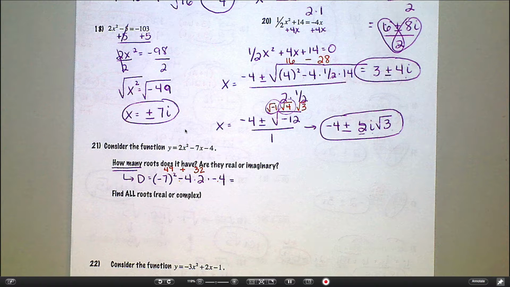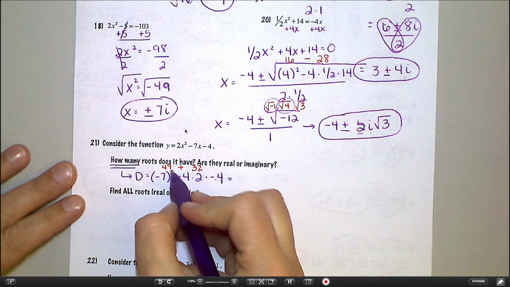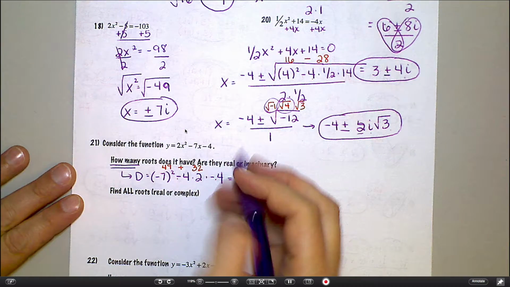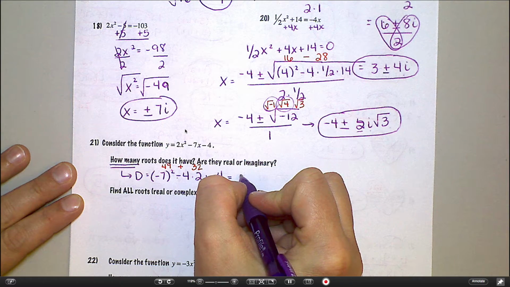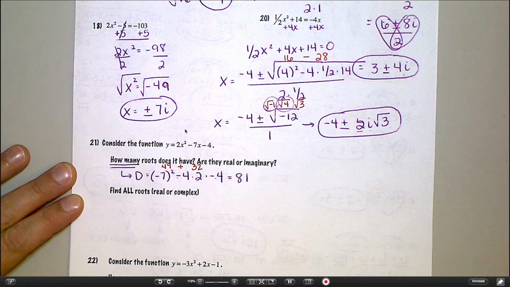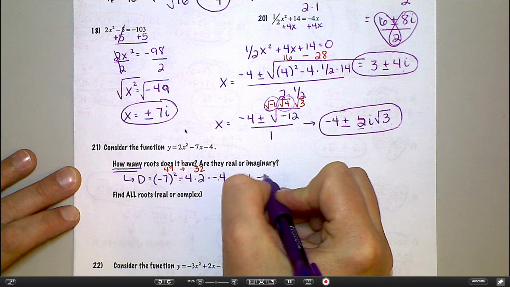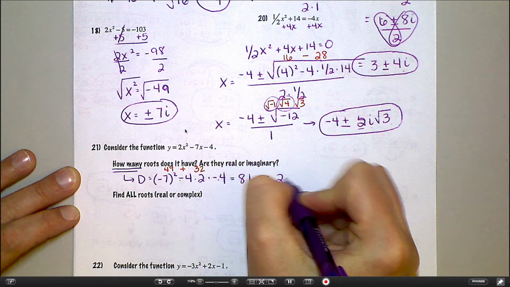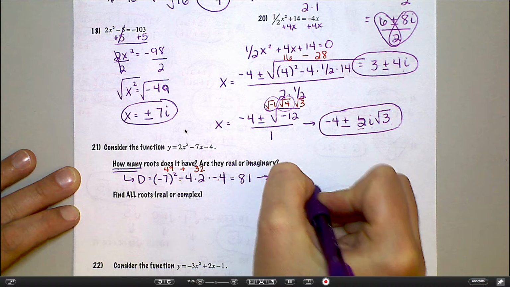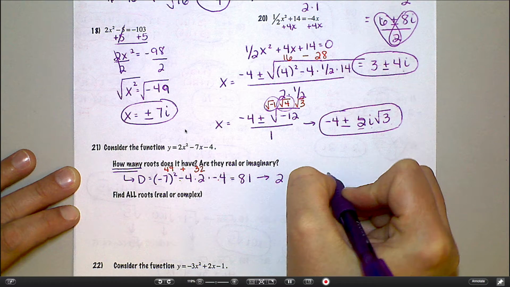And then 49 plus 32, let's see, is 81. Okay, 9 plus 2 is 11, so carry the 1, 1 and 4 and 3 make 8. So this gives me a grand total of 81. Okay, and this tells me, because it's positive, that I have 2 real roots in this problem.